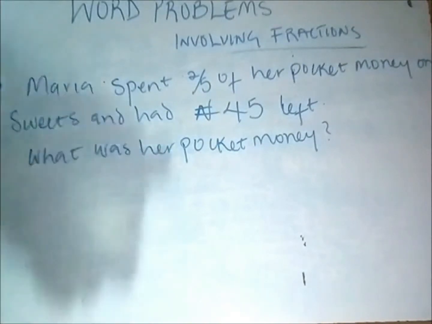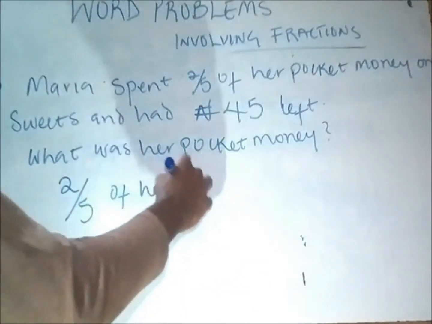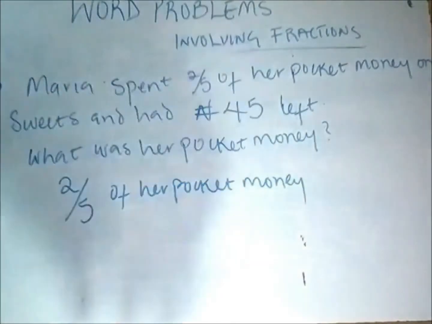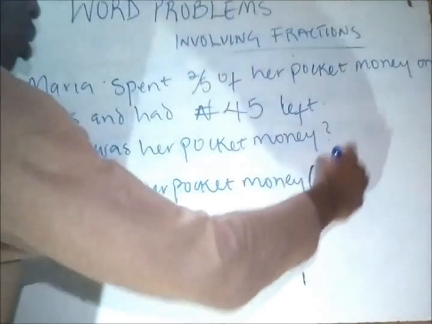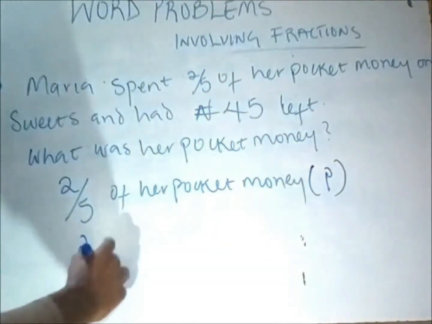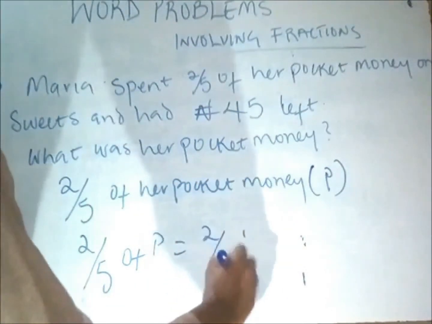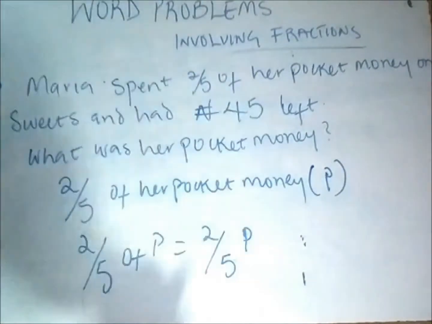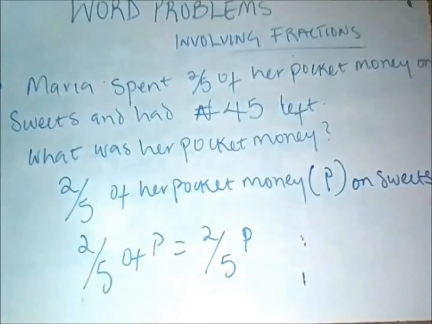She spent 2/5 of her pocket money, meaning that we'll assume the pocket money to be P. So that means it is 2/5 of P. Same thing as 2/5P. So that's what she spent on sweets. Okay, now she had 45 naira left.